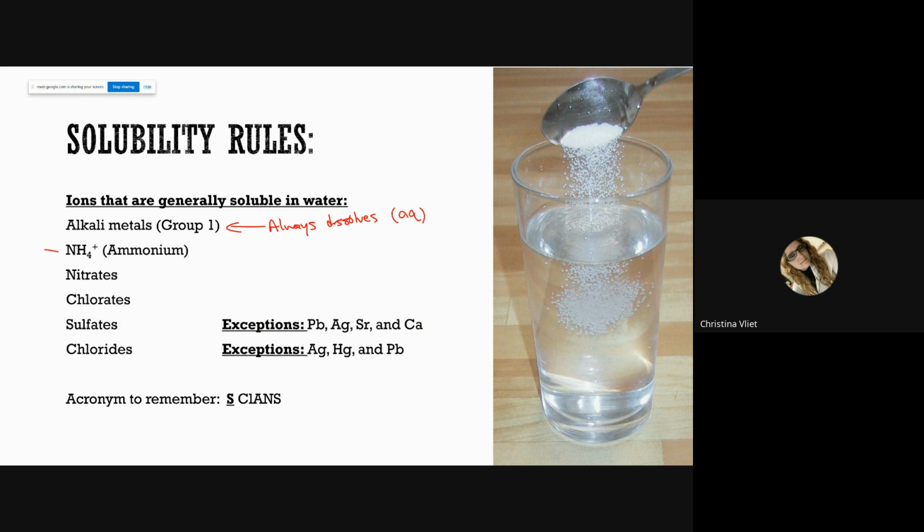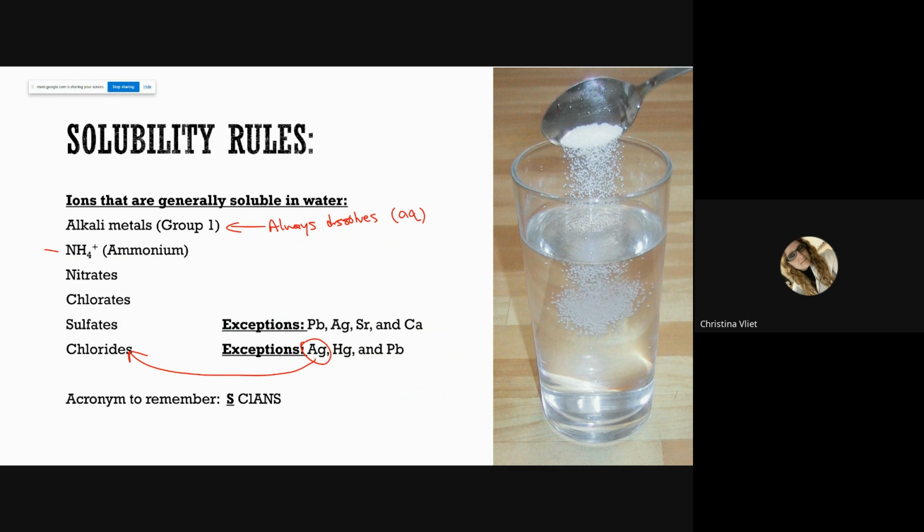Nitrates always dissolve in water. Chlorates always dissolve in water. Sulfates, chloride. Before we go on, let me get your attention. There are exceptions here. Most of these, I've never seen Cambridge test except for one. So I want you to circle that one. Silver chloride, you must memorize, is insoluble. That's the only exception that I've seen Cambridge actually test, and it shows up in a standard later on in the class. So the rest of these exceptions, just be aware of.